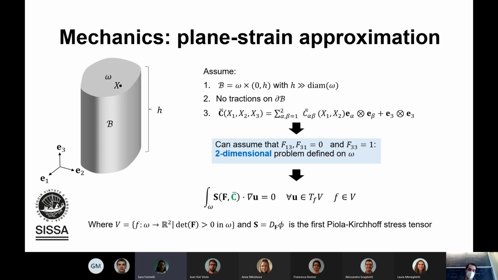These are the equations for the mechanical equilibrium, which are now written in weak form because it will be useful later. Just note that this is where the target metric enters into play, written in red.